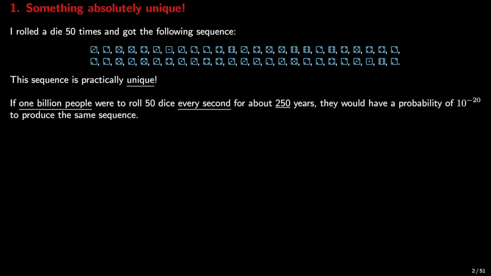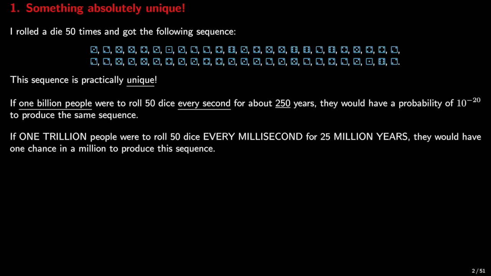It's a fact that if 1 billion people were to roll 50 dice every second for about 250 years, they would have a probability of 10 to the minus 20 to produce the same exact sequence. 10 to the minus 20 is a rather small number. Here is another way to put things in perspective. If 1 trillion people were to roll 50 dice every millisecond for 25 million years, they would have 1 chance in a million to produce this exact sequence.